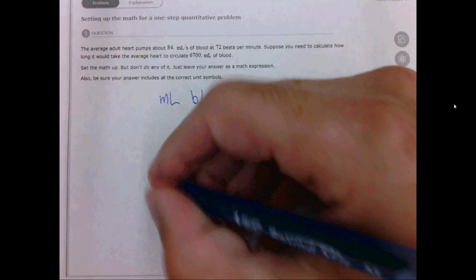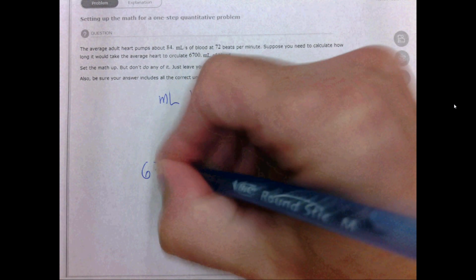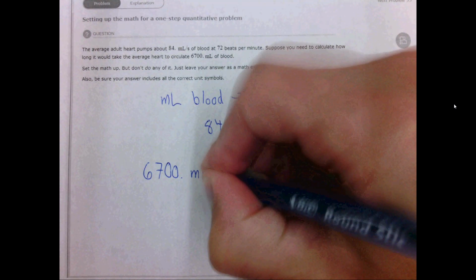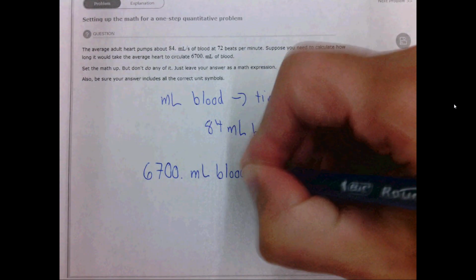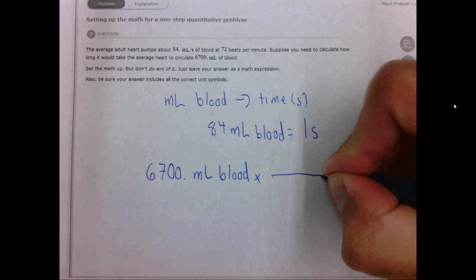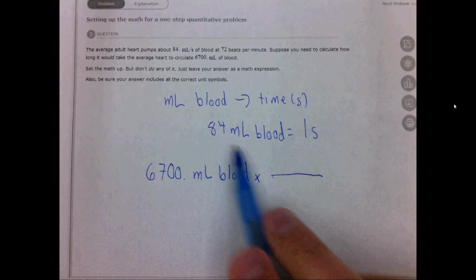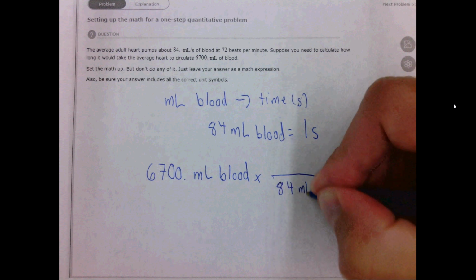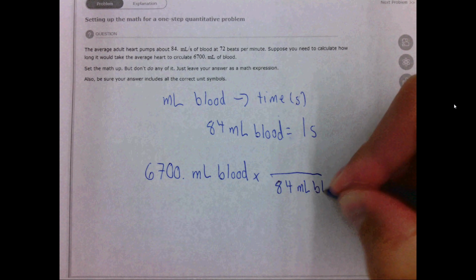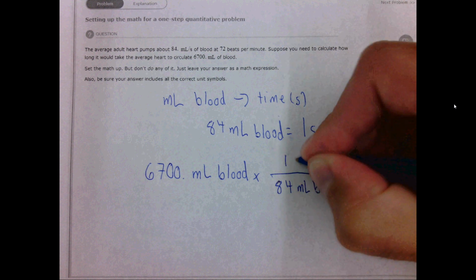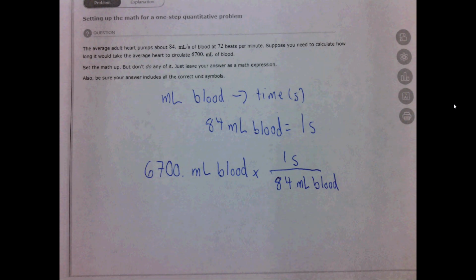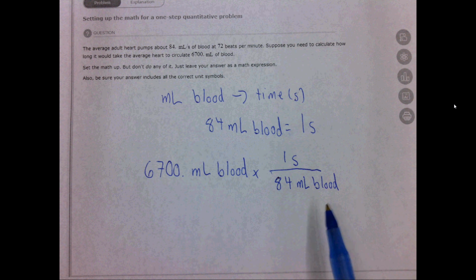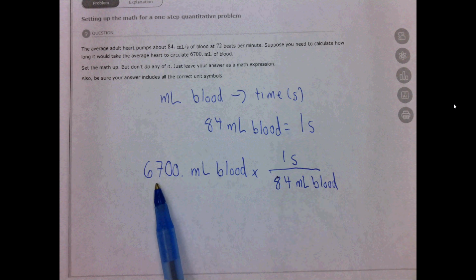So starting with 6,700 milliliters of blood times, we have to decide what goes on the top and what goes on the bottom. So we want to put 84 milliliters of blood on the bottom because we want milliliters of blood to cancel out, and 1 second on the top. This will tell us how many seconds it will take to circulate this amount of blood.